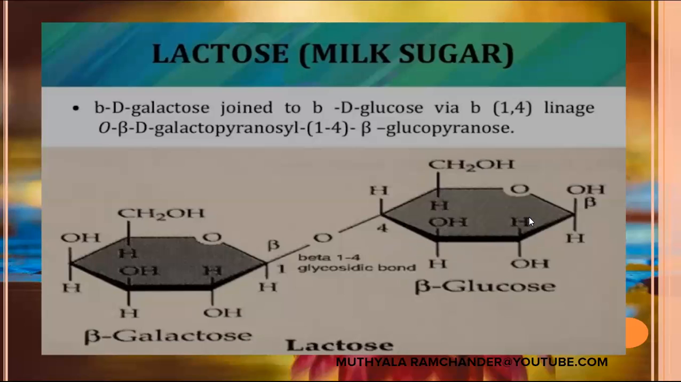The enzyme lactase hydrolyzes lactose to form glucose and galactose. See, lactose hydrolyzed by the lactase enzyme gives galactose and glucose. The intestine of milk-sucking infants, meaning babies, has the enzyme lactase. This converts lactose to glucose and galactose. Then only it is absorbed by the body.